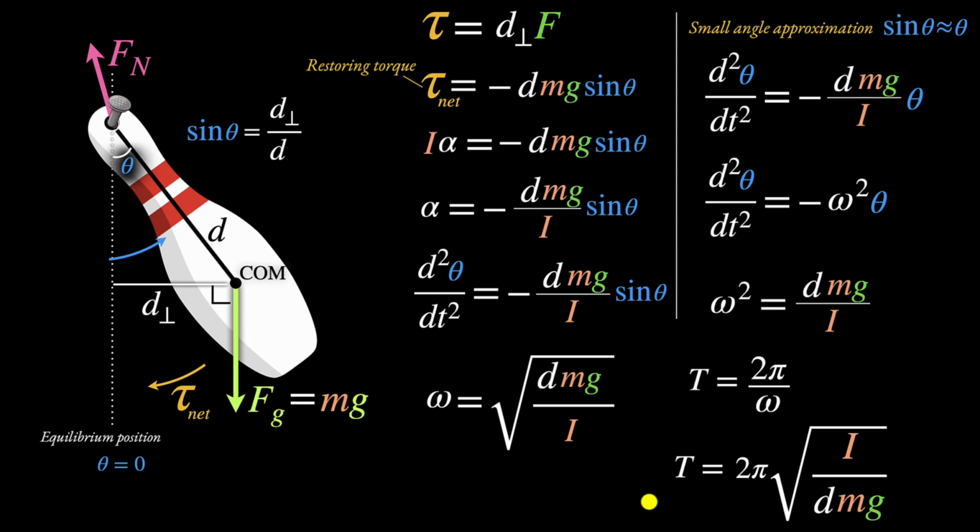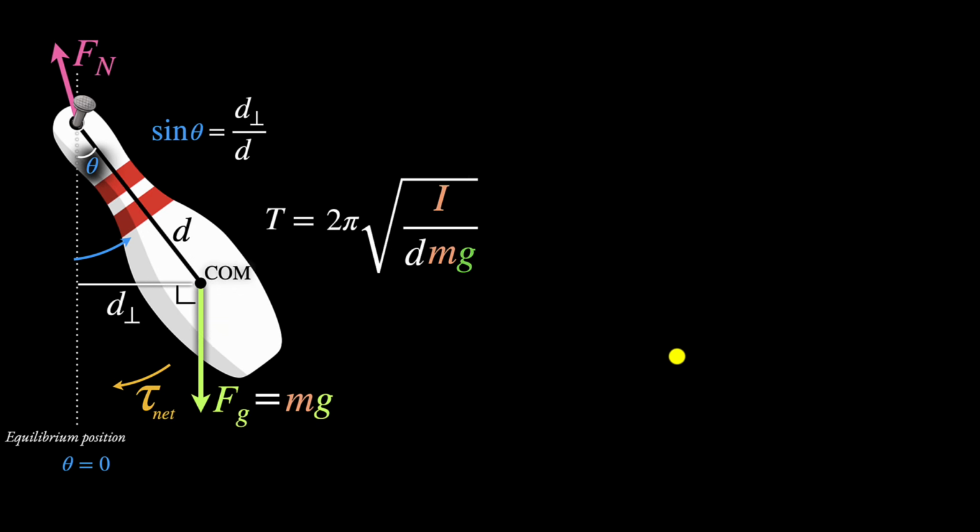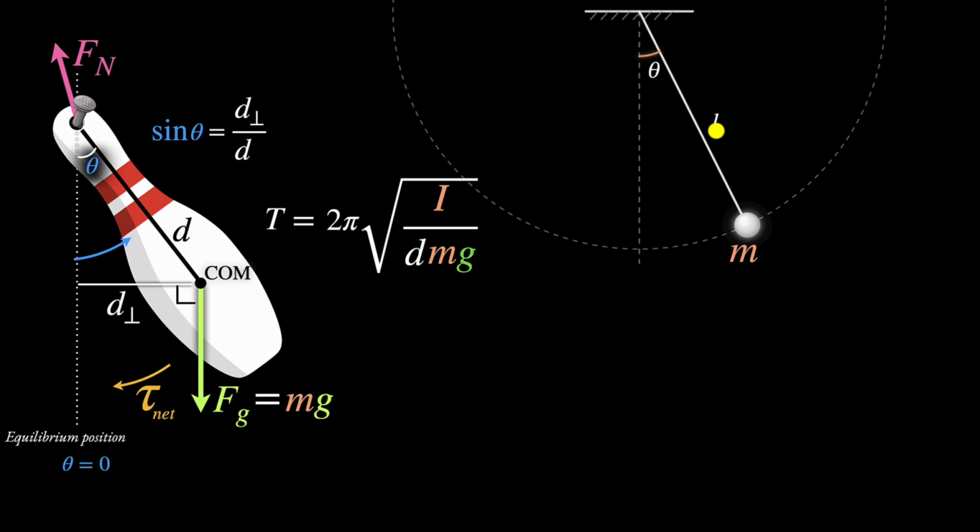Okay, but remember how a simple pendulum is a special case of this physical pendulum? This means that I should be able to derive an expression for the period of a simple pendulum using this expression, right? Well, yeah, let's see if we can do that. So let's say we have a simple pendulum of length L and the mass of the bob is M.